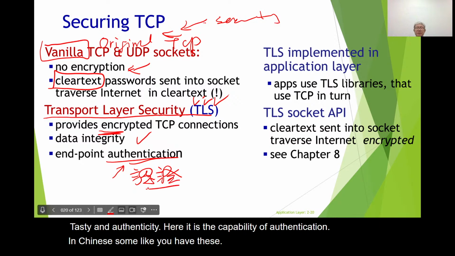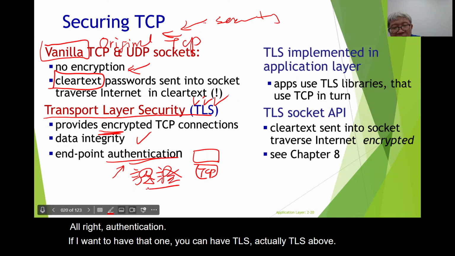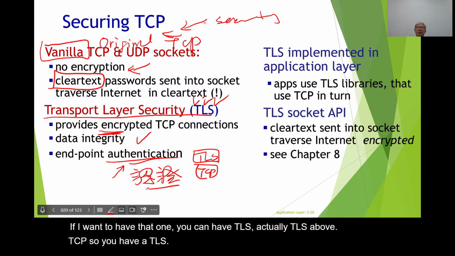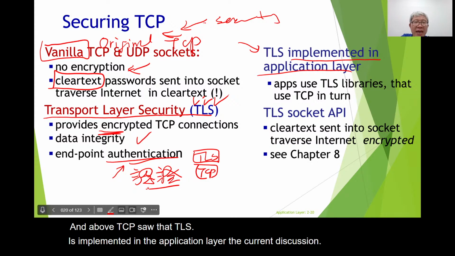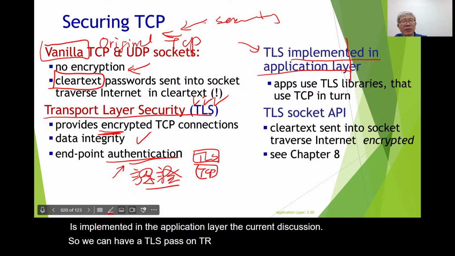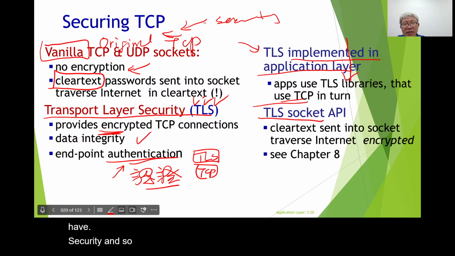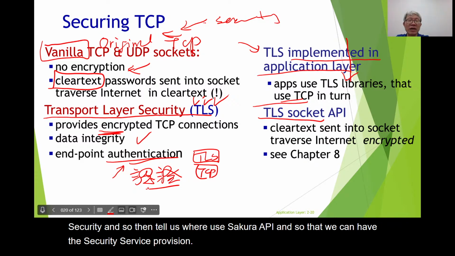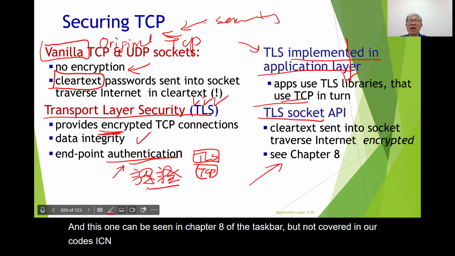All right, authentication. Well, if you want that, you can use TLS, and TLS is above TCP. TLS is implemented in the application layer, in the current discussion. So we can have a TLS service, for example a library, then we can have security. And if so, then TLS will use a socket API, so that we can have the security service provision. This can be seen in Chapter 8 of the textbook, but it is not covered in our course, ICN. So we won't check that one.